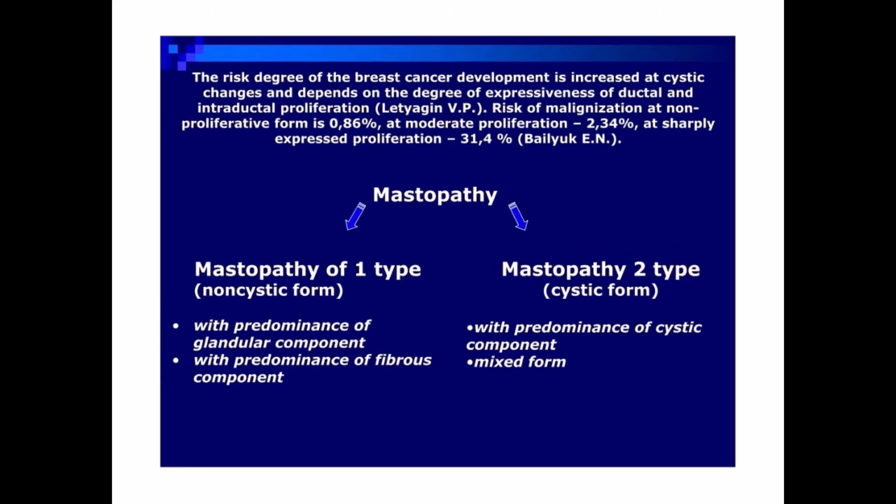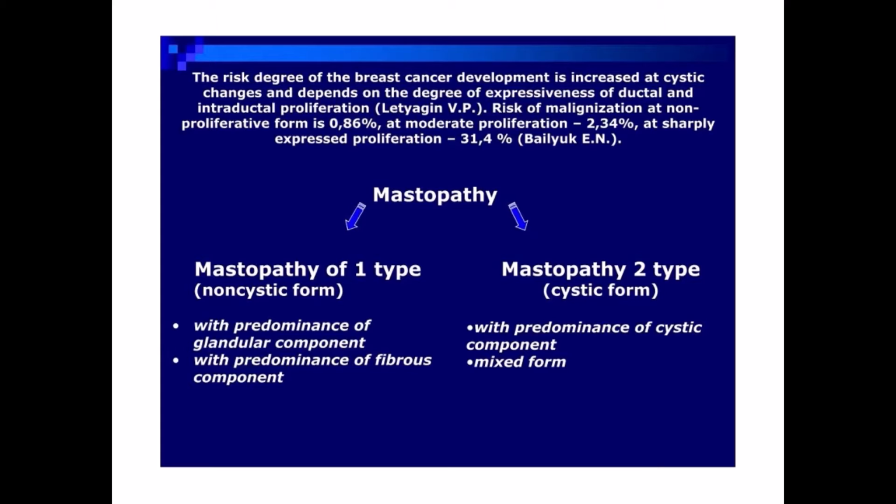The risk degree of breast cancer development is increased at cystic changes and depends on the degree of expressiveness of ductal and intraductal proliferation, Letugin V.P. The risk of malignization at the non-proliferative form is 0.86%, at moderate proliferation 2.34%, and at sharply expressed proliferation 31.4%.